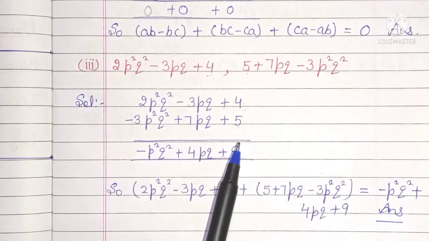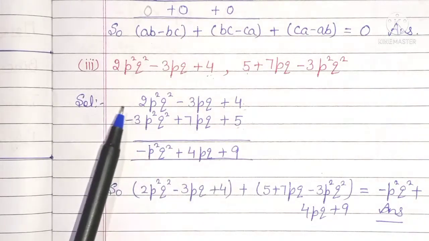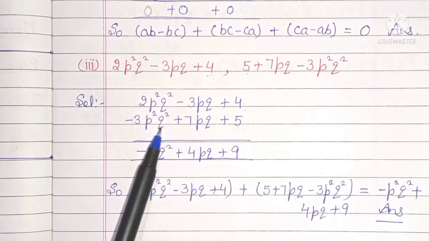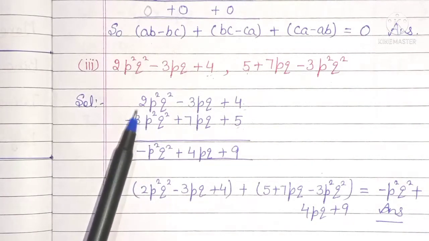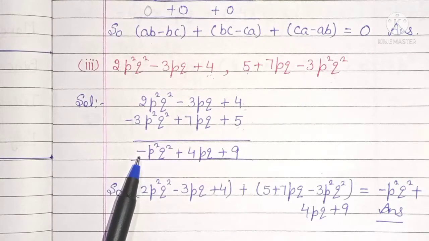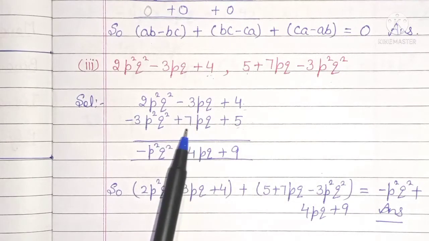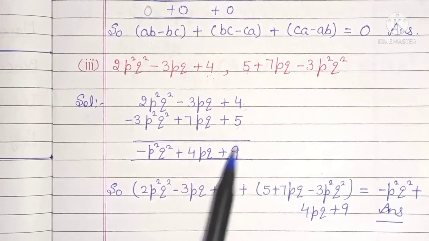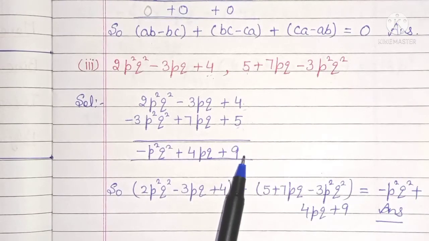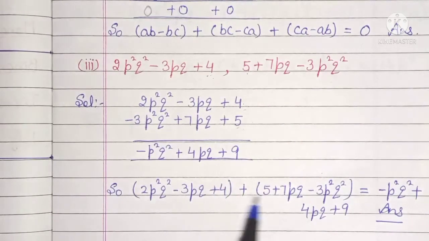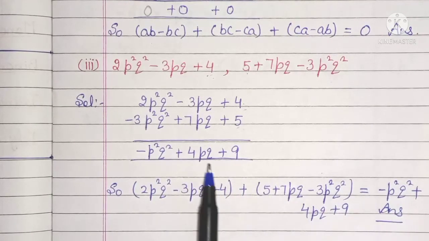So now what will we do? We will do the addition part. 2p square q square minus 3p square q square. So 2 minus 3 will be minus 1. So we will get minus 1 p square q square. Next term, minus 3pq plus 7pq. Minus 3 plus 7 will be plus 4. So I'll get 4pq. 4 plus 5 will be 9. So the addition of these 2 expressions will be minus p square q square plus 4pq plus 9.